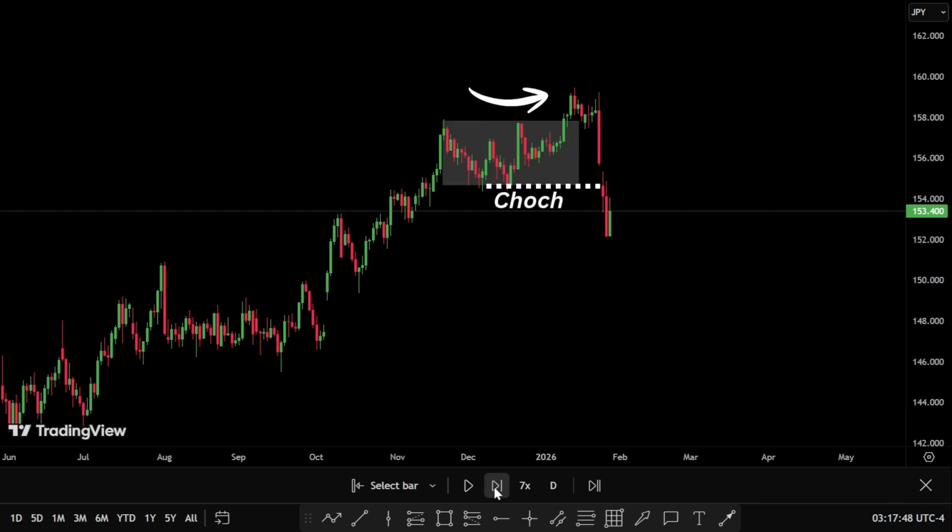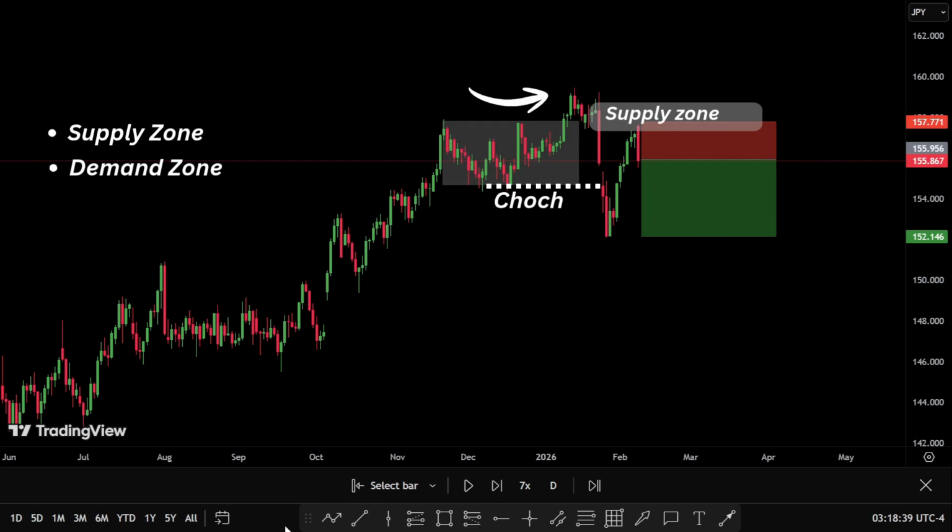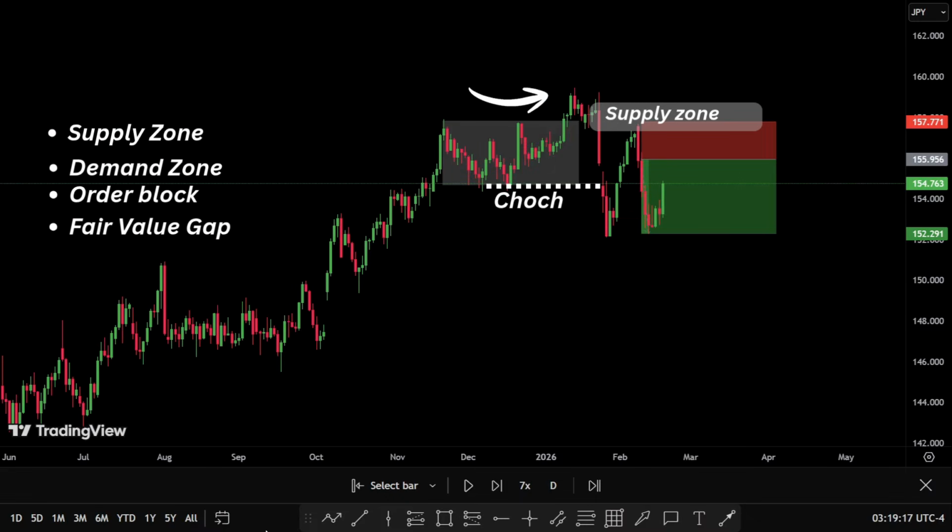How to actually trade this? Here's where most traders mess up again. They see a break of structure and jump in immediately. But smart trading doesn't work like that. You don't chase price. You wait. Once the direction is clear, you wait for price to return to a key level. That key level could be a supply zone, a demand zone, an order block, or a fair value gap, an area where strong moves previously began. That's where you look for entries. Not at the top, not in the middle, at meaningful levels.